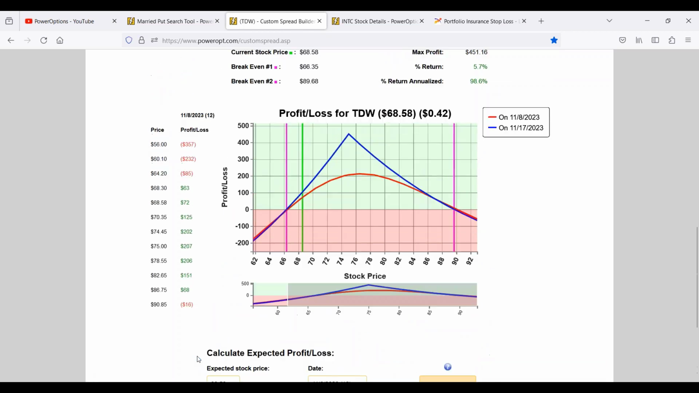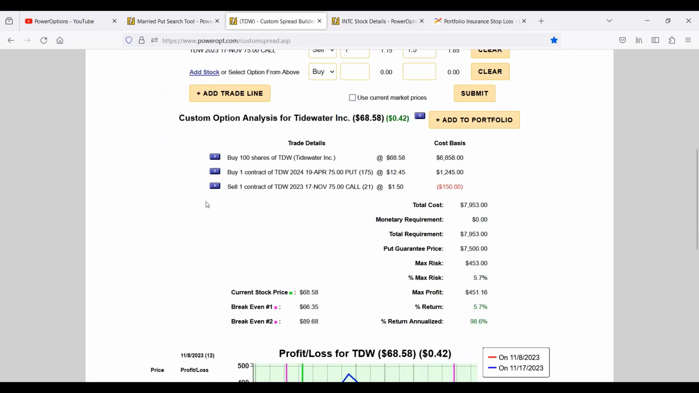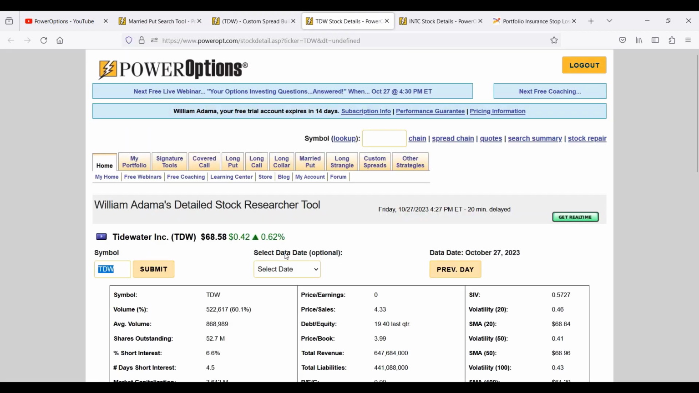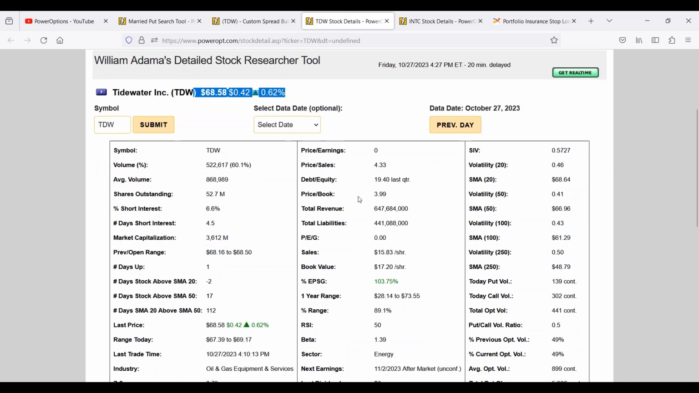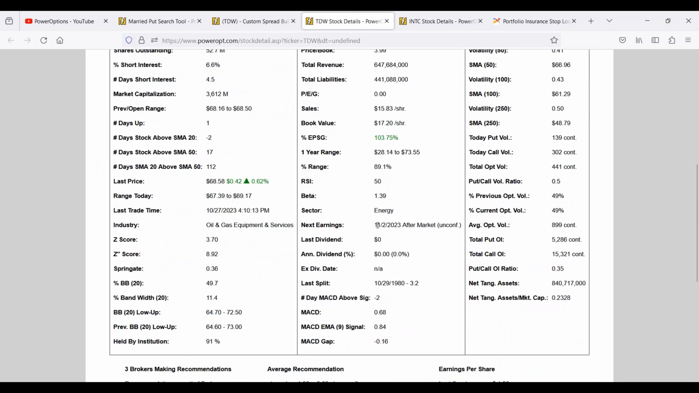Now, I make the comment there that it might be a big assumption. Why might that be a big assumption? Just like we talked about last week with the Intel position. If I go to stock research, yes, we're buying an April put on Tidewater for a low 7.4% risk. The worst case scenario, even if the stock fell to $30 per share, the most we can lose is that 658 or 7.4%. And we sold a call, but here's why.